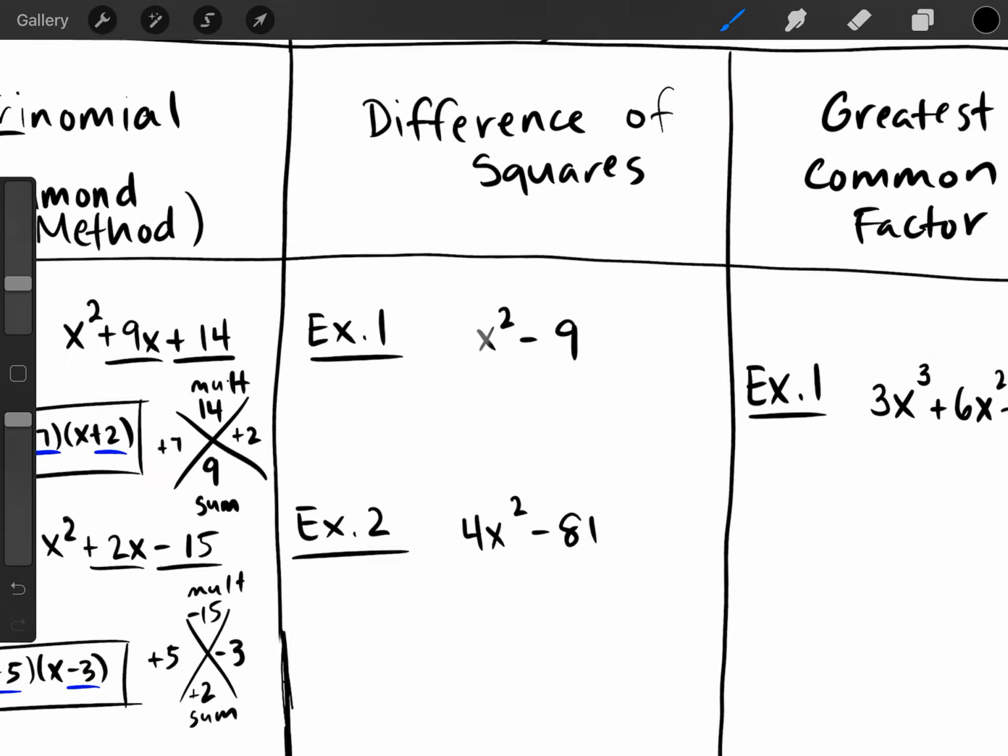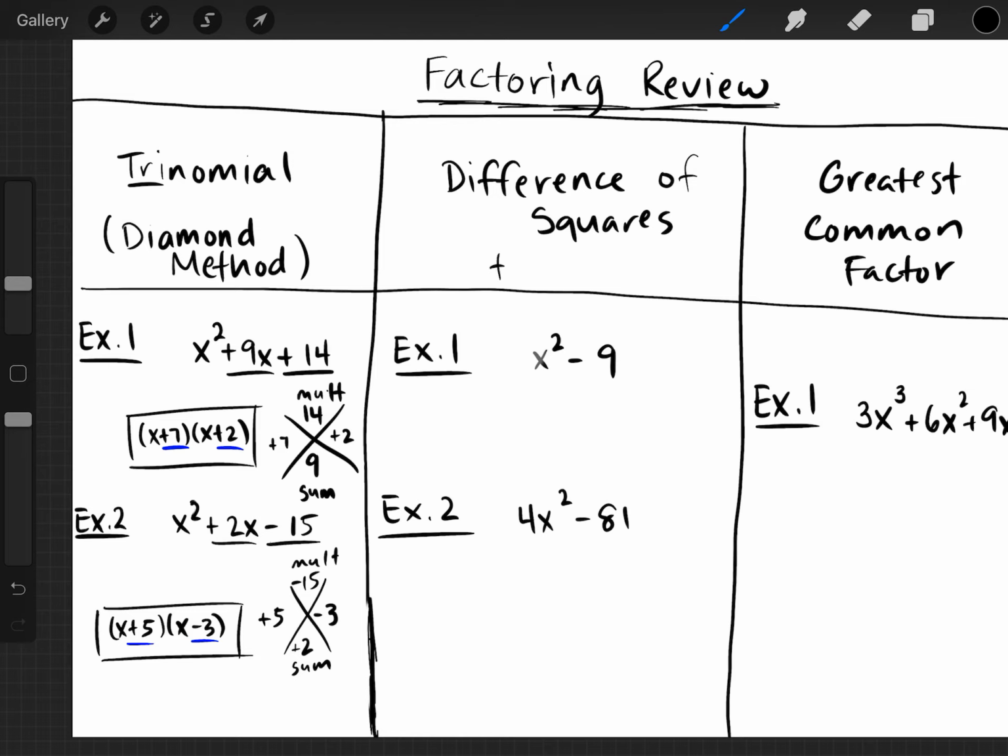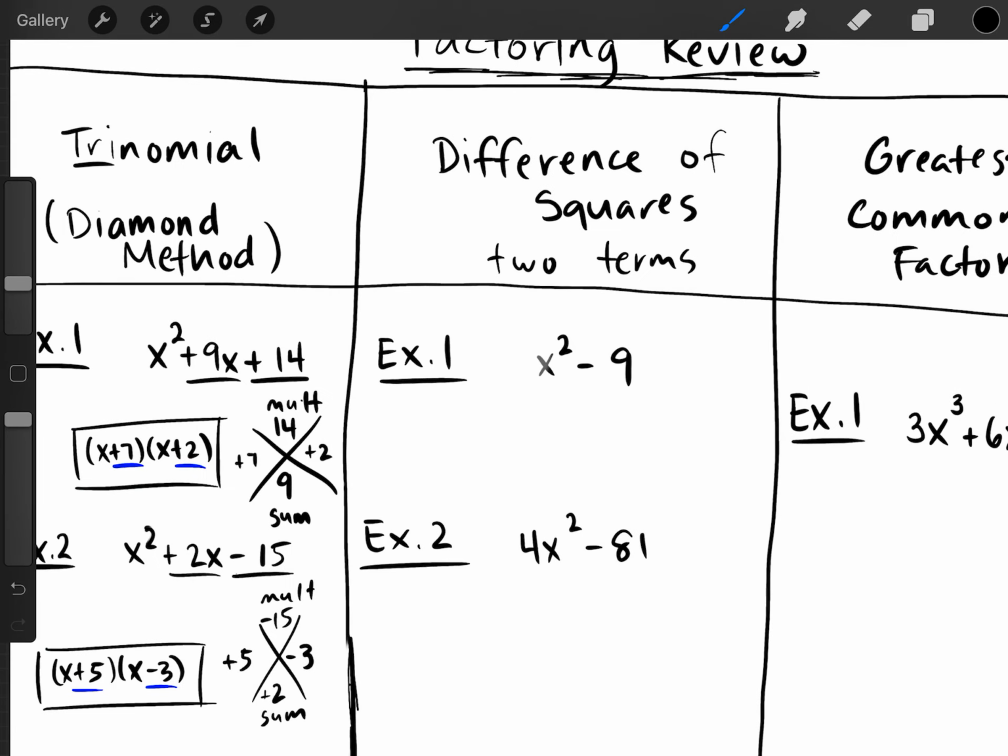The second type of factoring that we have is our difference of squares, right? We know we're doing difference of squares because it has two terms, right? 1, 2. Now the other thing that we know for difference of squares is we only can use this if we know the square root, right? So you look at it, x squared minus 9. Also, we have to keep in mind that difference means it has to be subtraction.